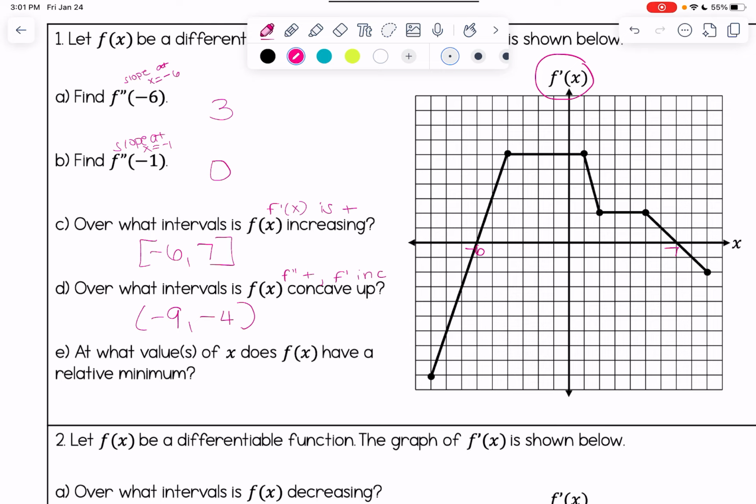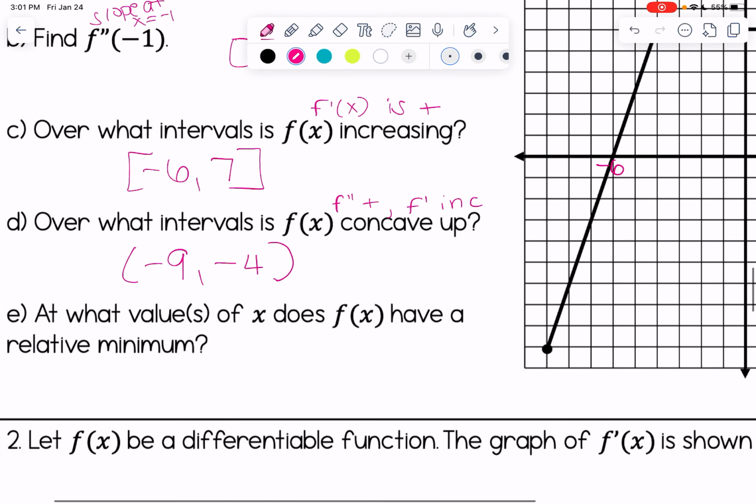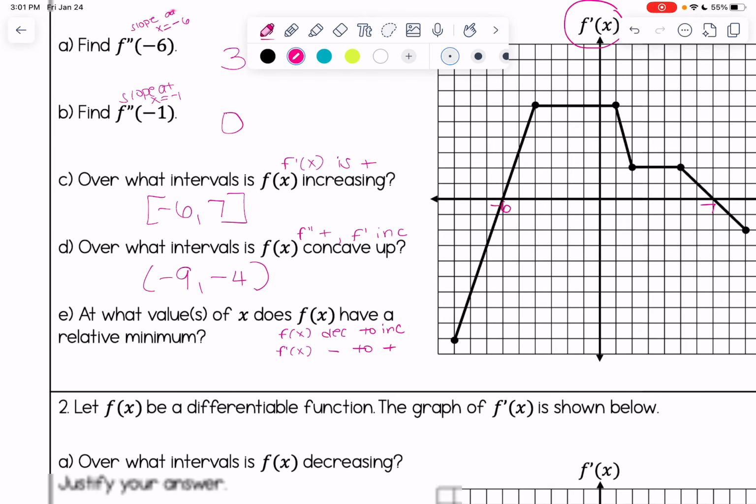And finally for E, at what value or values of x does f of x have a relative minimum? So recall that that means that f of x is changing from decreasing to increasing. Or remember, we want to relate it to the first derivative. The derivative is changing from negative to positive.